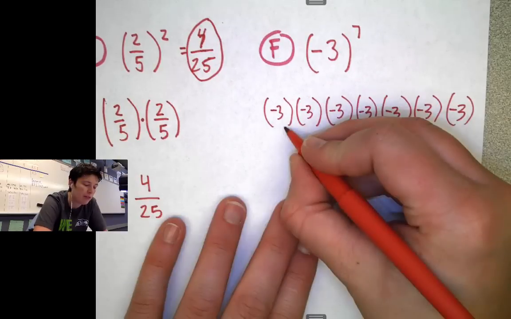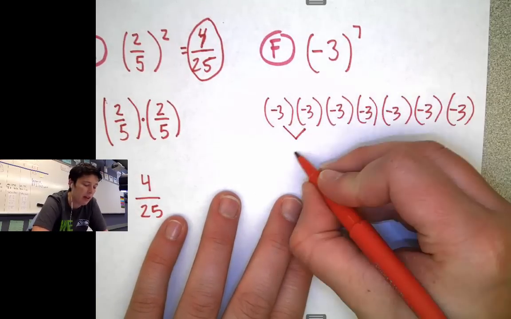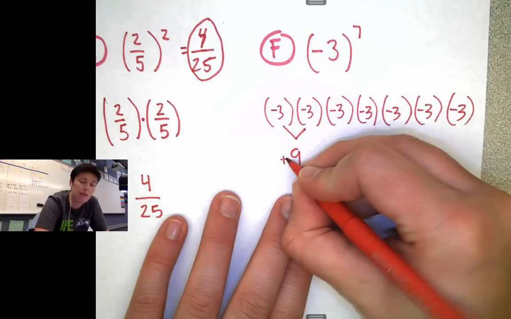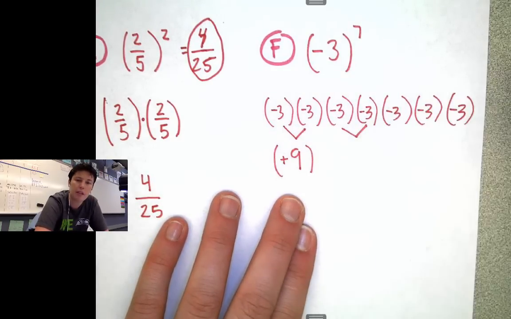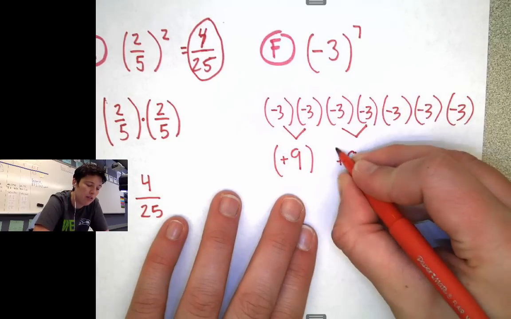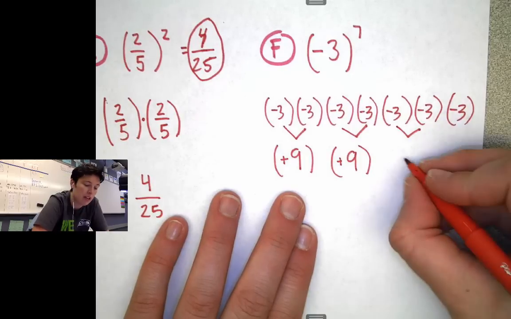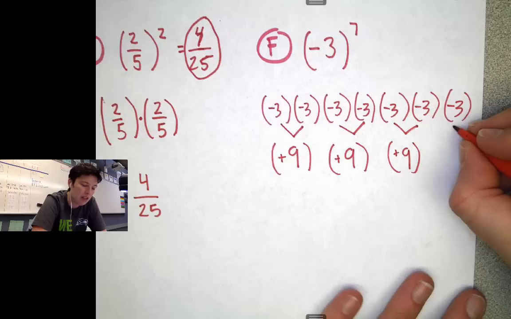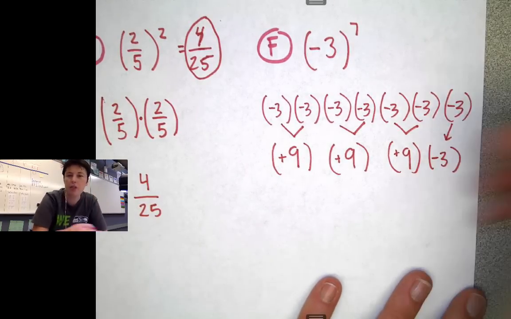So I'm going to do the first number here, negative 3 and a negative 3. Let's see, 3 times 3 is 9, and a negative match up, so it's going to make a positive 9. So that's going to be the first one. I'm going to match these two up, and I'm going to say 3 times 3 is 9, and a negative negative is a positive match. I'm going to match these two up. Negative 3 times negative 3 again is a positive 9. And then there's nothing to multiply this by, so I'm just going to bring it down. Negative 3.